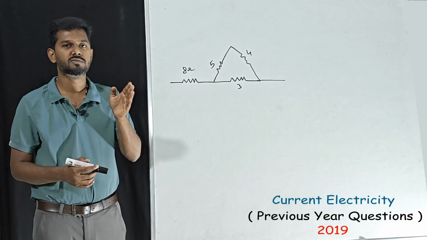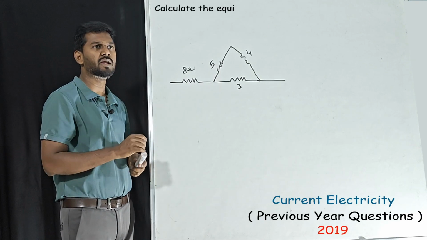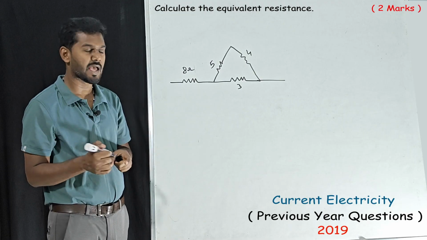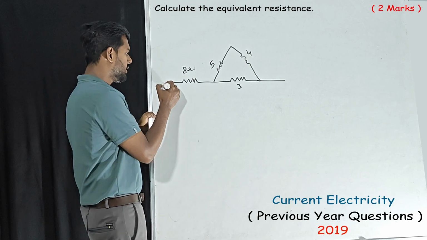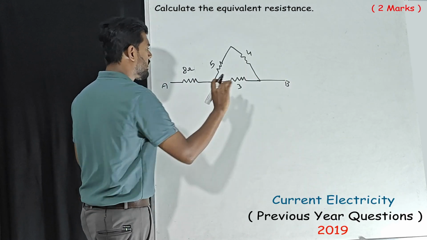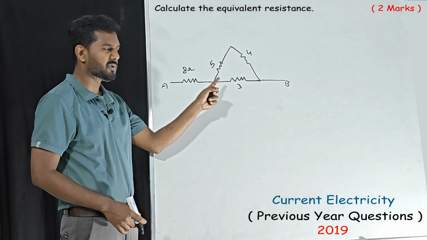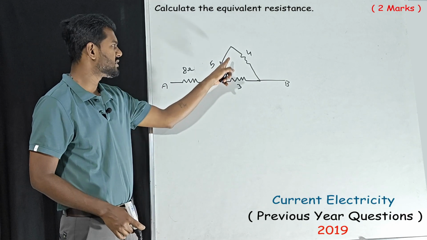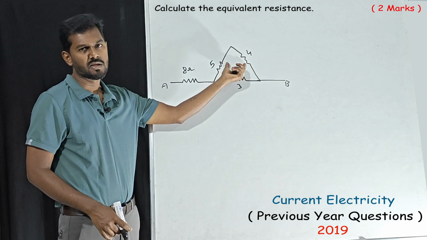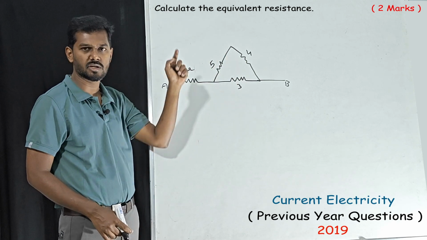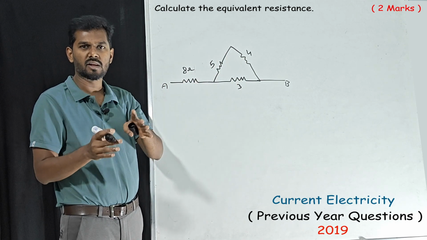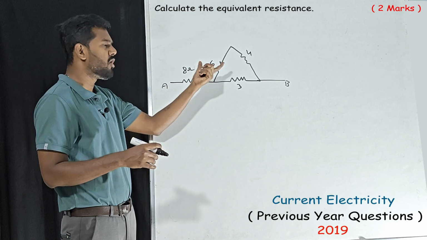Now we'll move on to 2019. Calculate the equivalent resistance for this diagram. Again here they are talking about A and B, that is okay. Now see, first always find the series connection. These two are not in series because there is one more wire connected here. These two, we can say, are in series. Whenever you find a mesh, a square or rectangular shape, go for it.